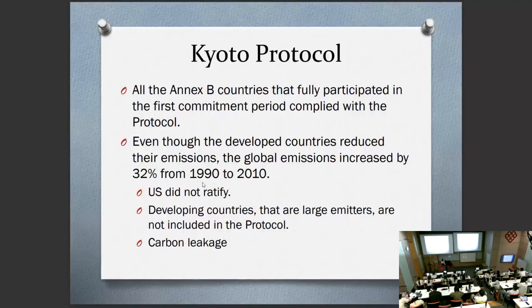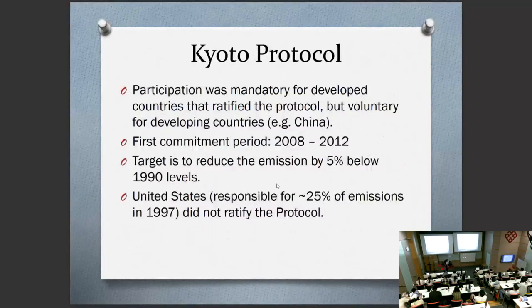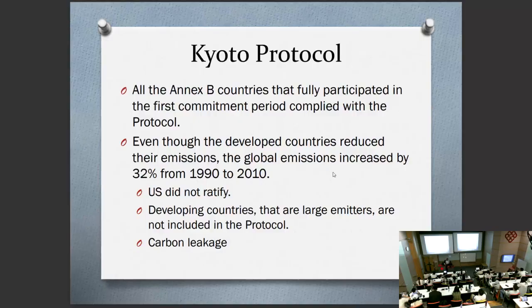Even though the developed countries reduced their emissions, the global emissions increased by 32% from 1990 to 2010. So why is that? Earlier we mentioned that the average reduction is 5%, but in the end, not reduce, but increase. The global carbon dioxide emissions increase by 32%. So it means the Kyoto Protocol is a failure, right? It's because of some reasons.